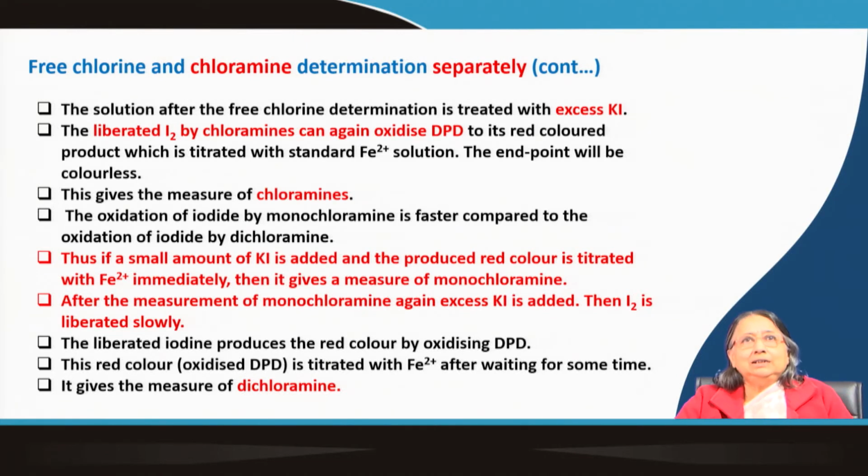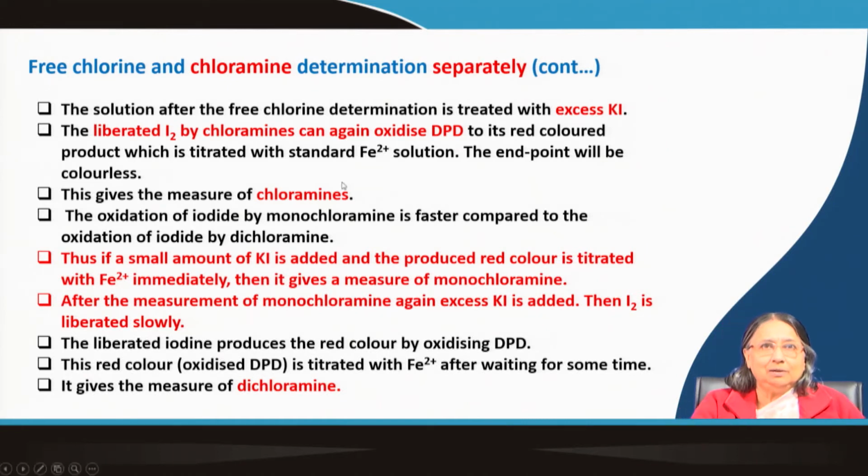Okay. Now, if there is monochloramine and dichloramine both, then how can you determine? It is giving total chloramine, but if you want to do the estimation of monochloramine and dichloramine separately, then what you will do? Again kinetics is coming. Thus, if a small amount of KI is added and the product produced red color is titrated with Fe2 plus immediately, then it gives a measure of monochloramine. Why? I will tell you, this is kinetics. Monochloramine and dichloramine, they react, the kinetics is different.